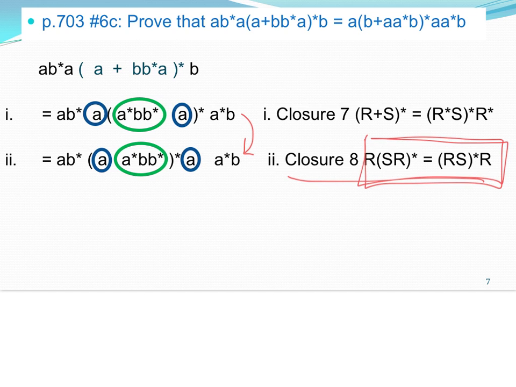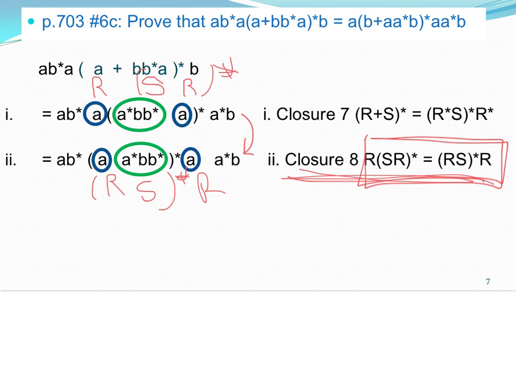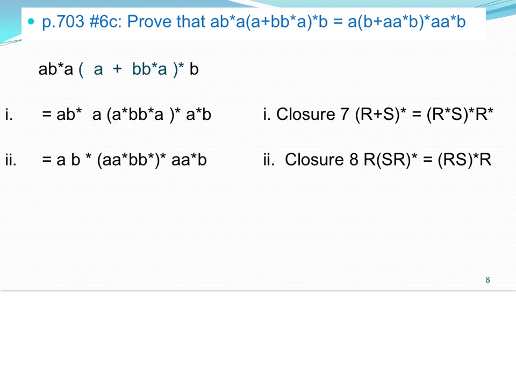Again, you can see that the expression R is just the single symbol A, and A star B B star is my S, so that gives me that R S R star is the same as R S star R. So by closure 8 we can make that step. Again, I just got rid of the circles.